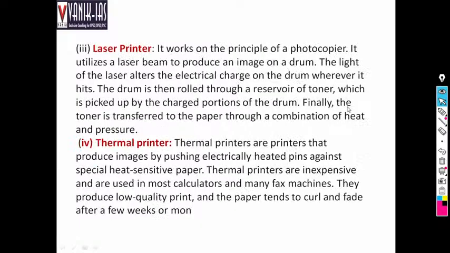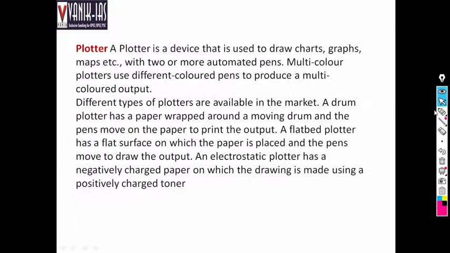Next we will see the plotter. What is a plotter? A plotter is also an output device. These are all output devices. A plotter is a device that is used to draw charts, graphs, maps, etc. with two or more automated pens. Multicolor plotters use different color pens to produce multicolored output.